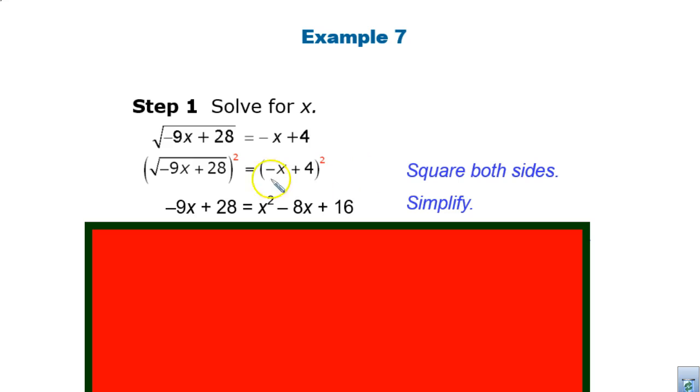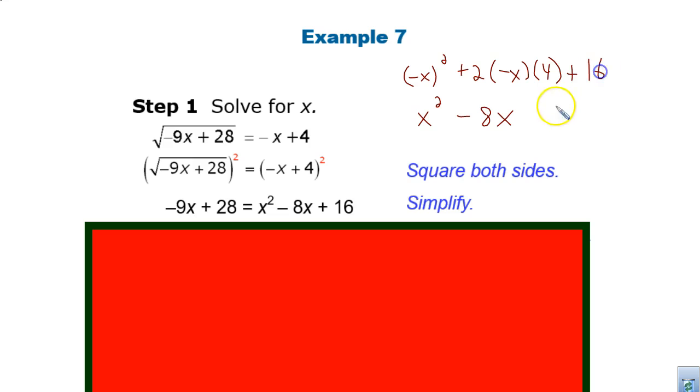Remember my shortcut that I told you? Square the first one. Well, negative x squared is x squared. Then multiply 2 times the first one times the second one. Well, 2 times negative x times 4 is negative 8x. And then square the second one. 4 squared is 16. So there's your shortcut, right? You can go straight here without having to use the FOIL process.